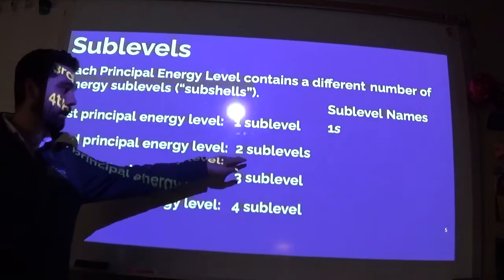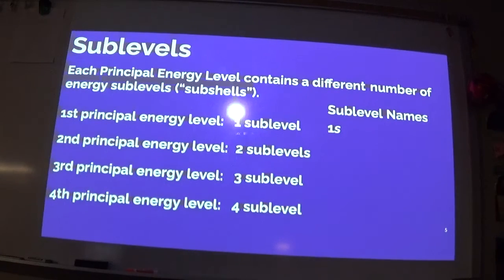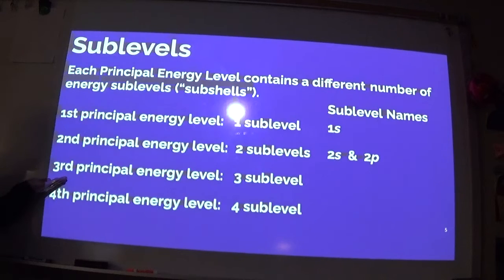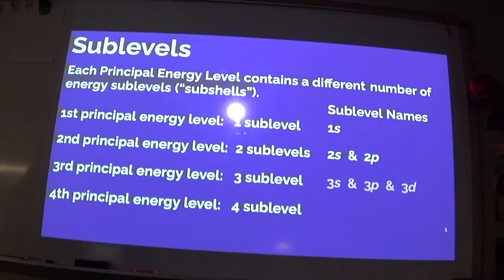But then we have another one called P. So on the second energy level, we have 2s and 2p. Not sure why we're choosing these random letters. There might be a reason, but I don't remember it off the top of my head. On the third energy level, we have an S, we have a P, but then there's a third one. You want to guess what letter that one is? Good guess, it's D.